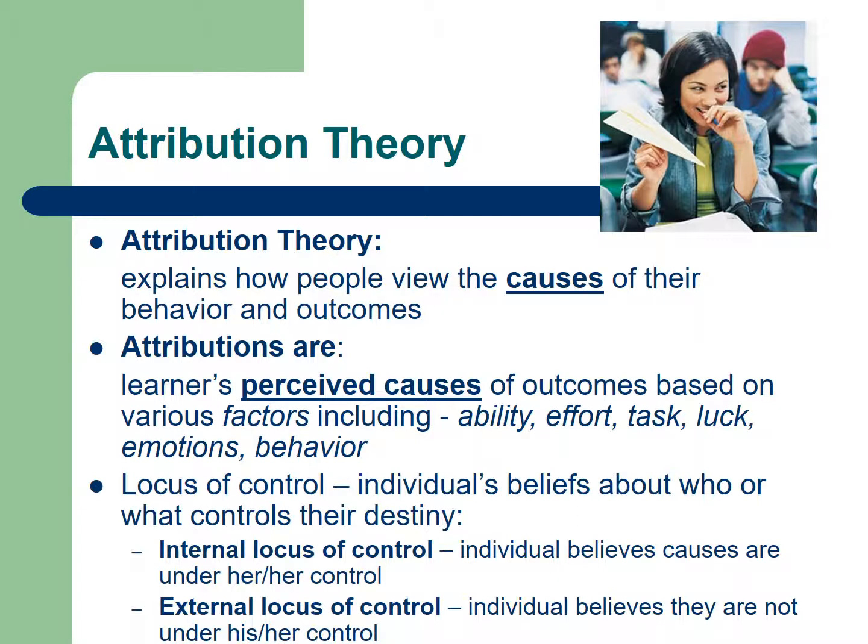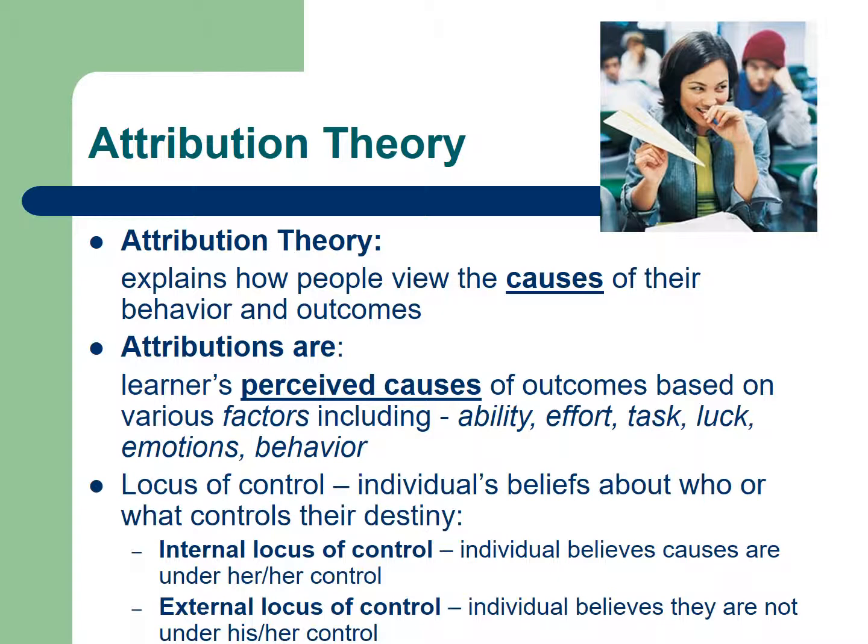Let's talk for a moment about attribution theory. This is a different theory, and it has to do with how people view the causes of their own behavior and the outcomes of their own behavior. So, for example, suppose I have a final exam the next day, and I don't study much because I've always done well, and I think, oh, I'm going to be fine. And I come in the next day and I fail the exam.